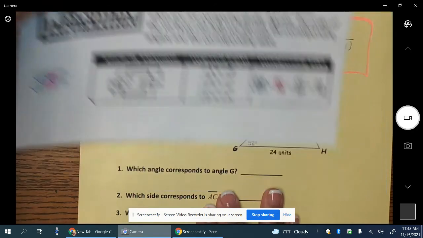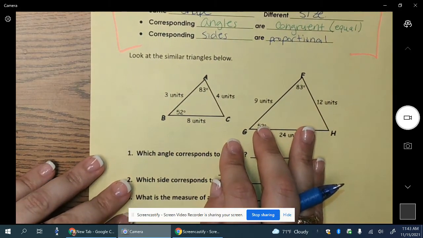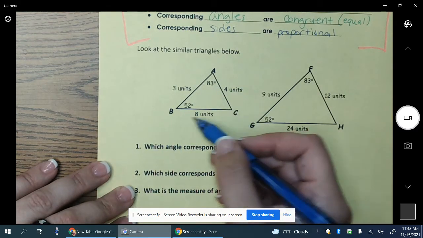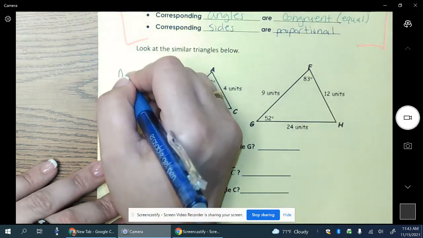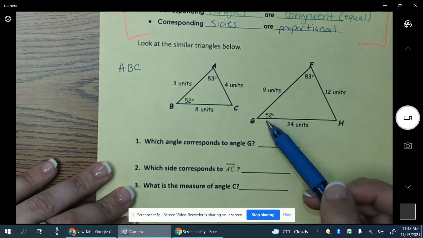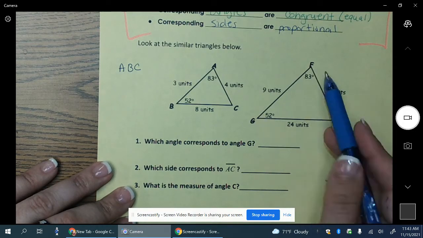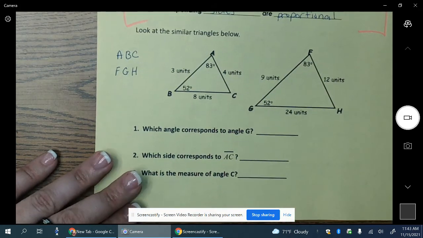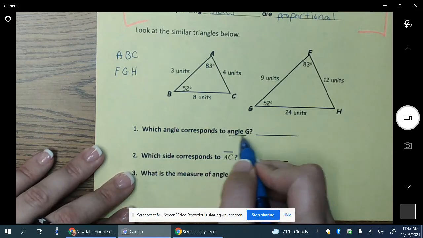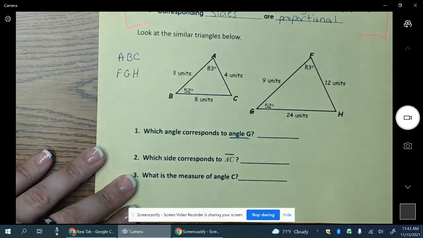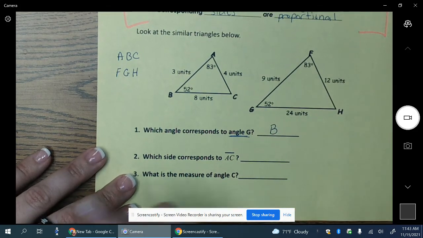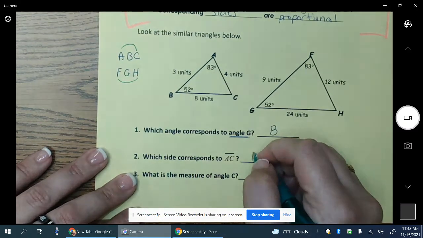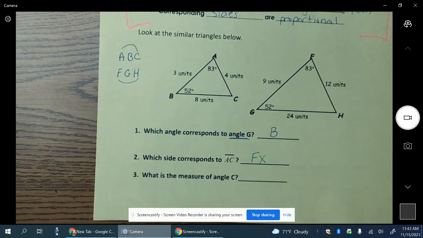Okay? So let's look at this. Here's our similar triangles. What corresponds with G? Well, let's write our letters. Our first triangle is A. Alphabetically, what comes next? A, B, C. Okay, over here, which letter is first alphabetically? E. Oh no, F. F, G, H. So when you take the 3 seconds it takes to write that down, and it asks you what goes with angle G, all you have to do is look here and what goes with angle G? B. Okay, what side goes with AC? Good. AC, FH.